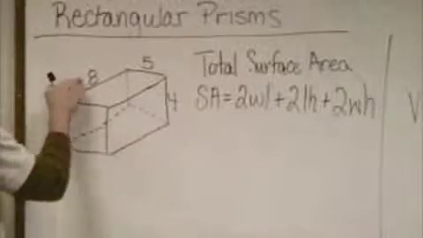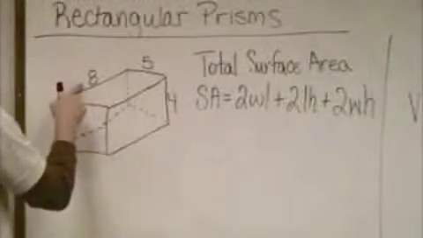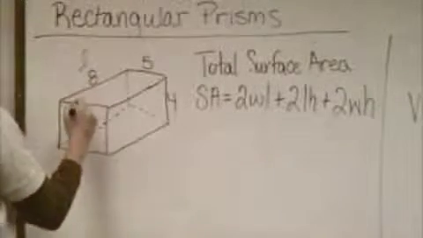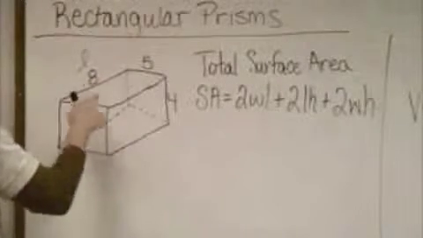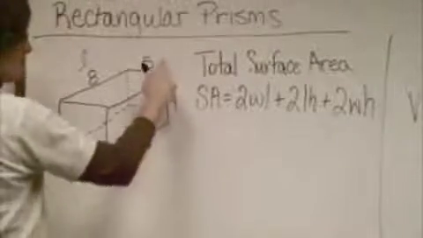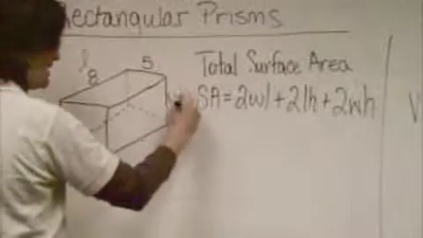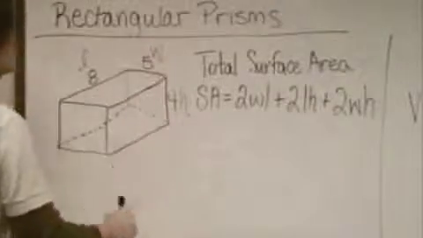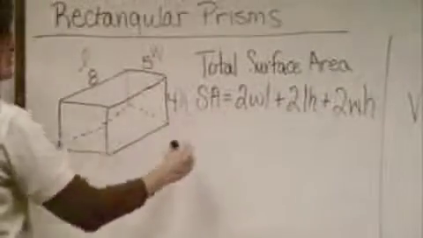Now, on the diagram, they give us 3 amounts. The 8 is going to be our length because that's the longest side. This would be the width because the 4 is definitely the height. It's the up-down amount. So now, knowing that, plug them into your formula.